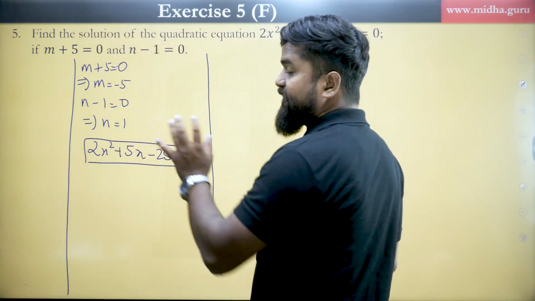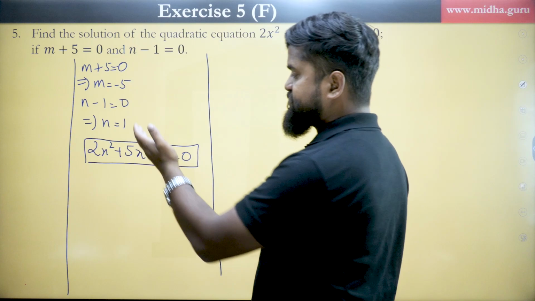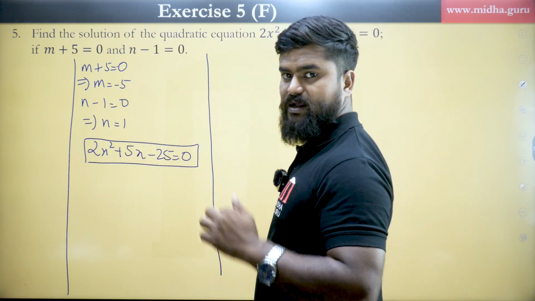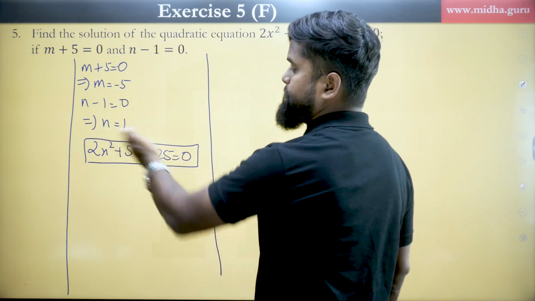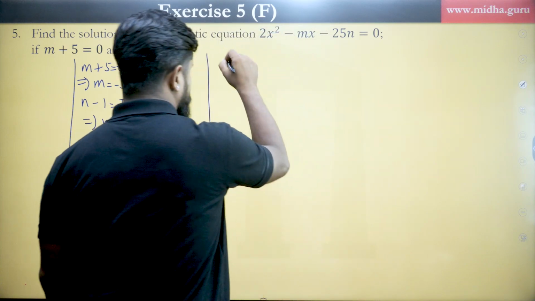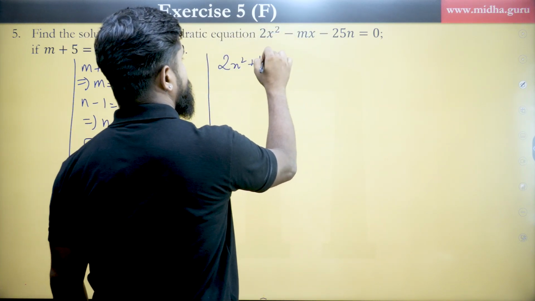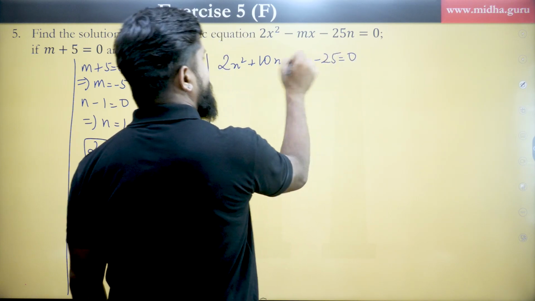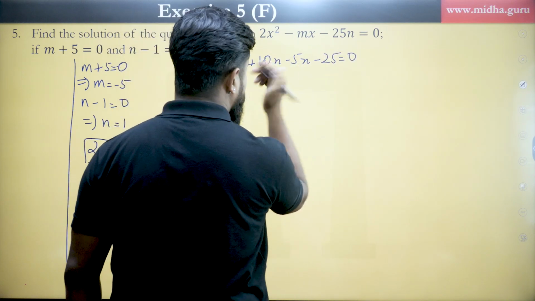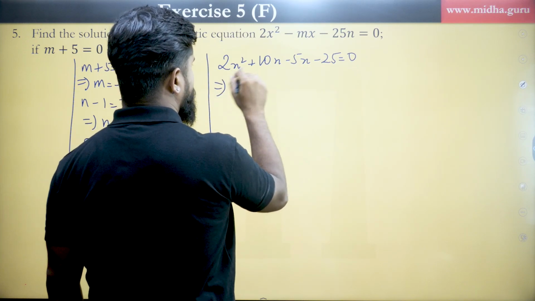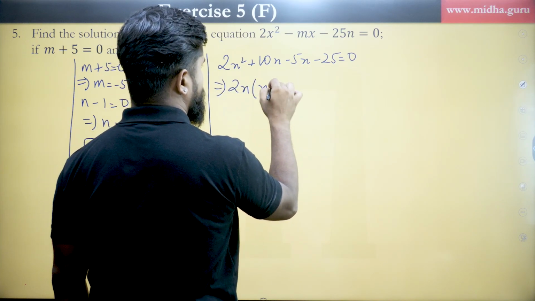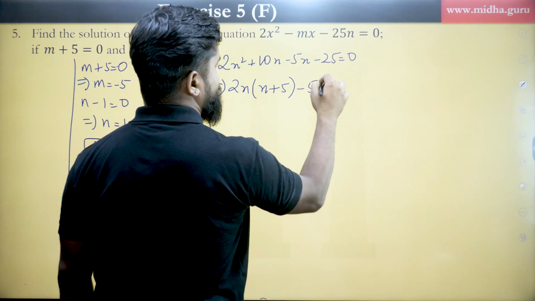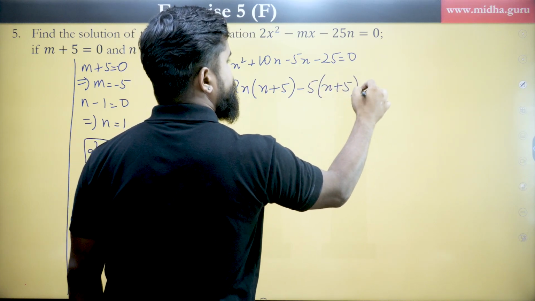Now here I have to split 5x such that the sum of the coefficients gives us plus 5x and the product gives us minus 50. So we'll write 2x squared plus 10x minus 5x, since adding them gives us plus 5x and multiplying them gives us minus 50. So we take 2x as common, you get x plus 5, and take minus 5 as common, again I get x plus 5.